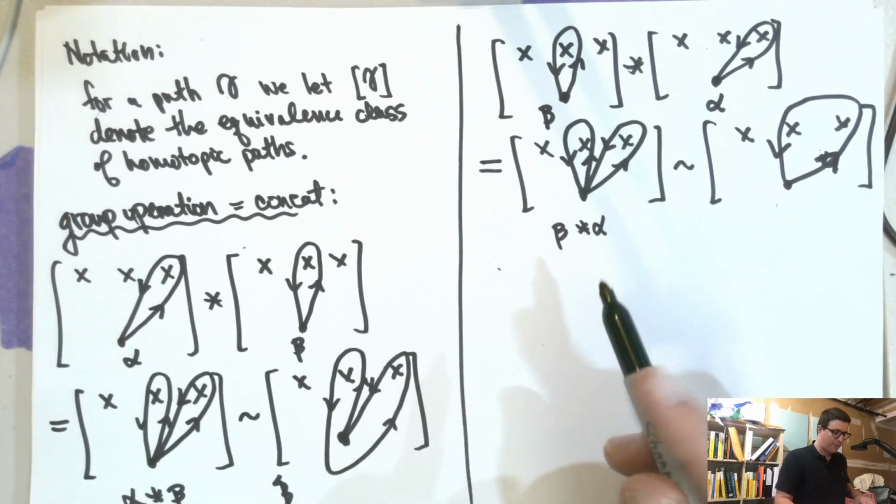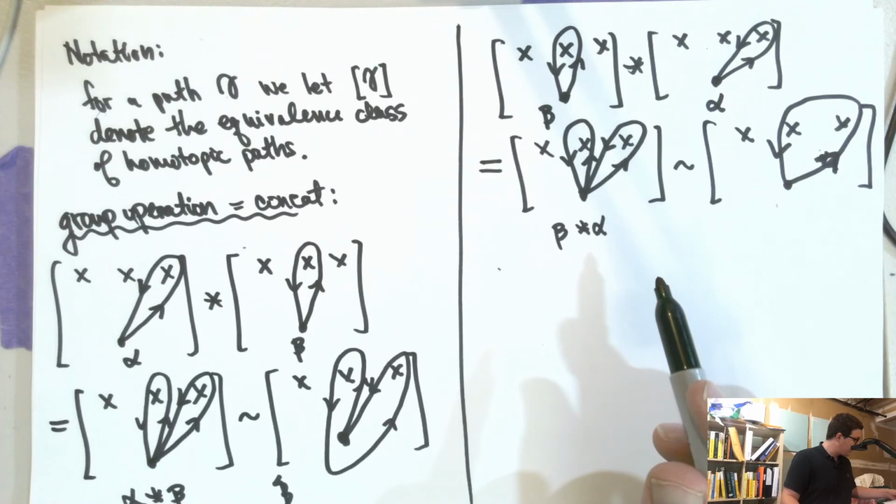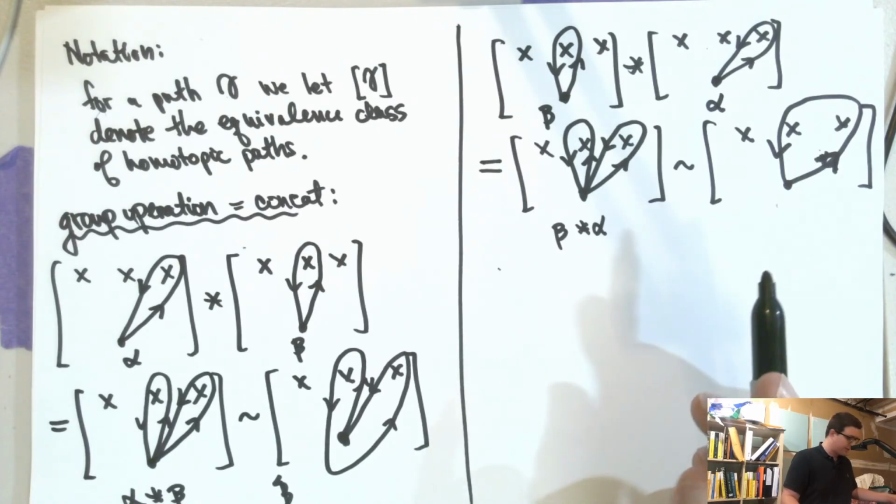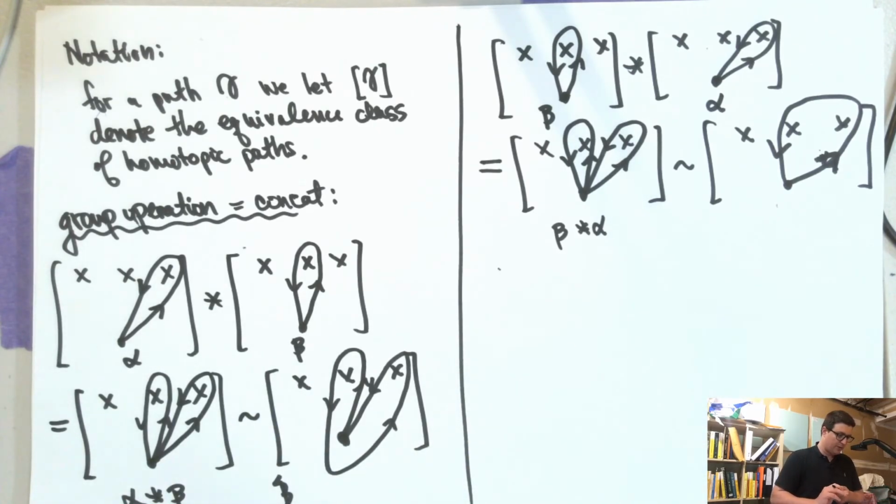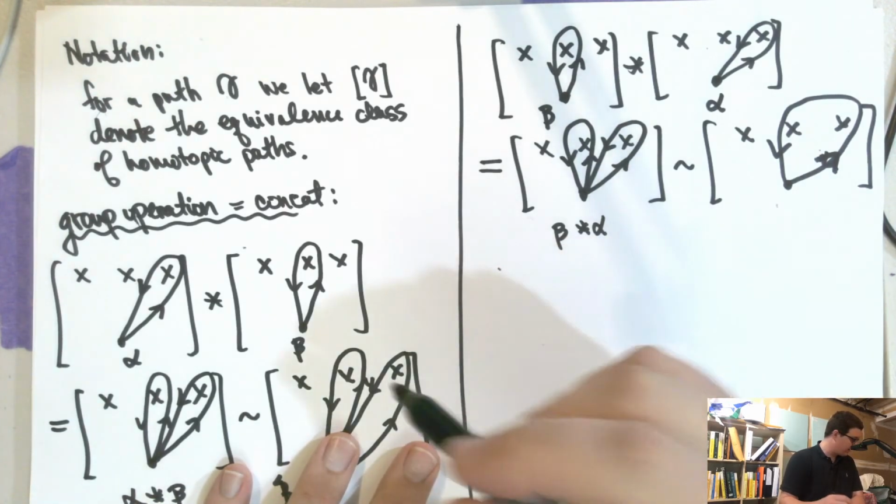Now we have an operation. In order for it to be a group, we need inverses. Inverses are going backwards.